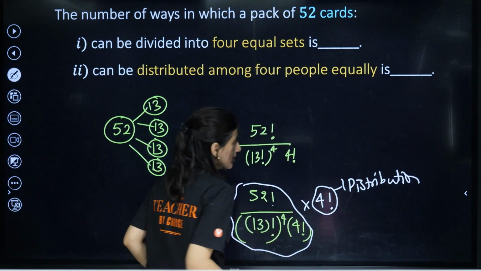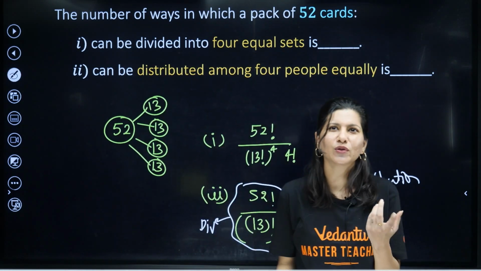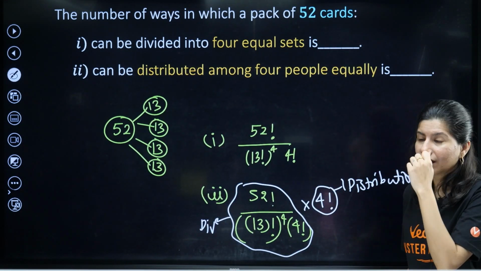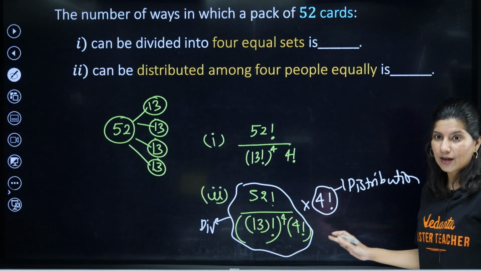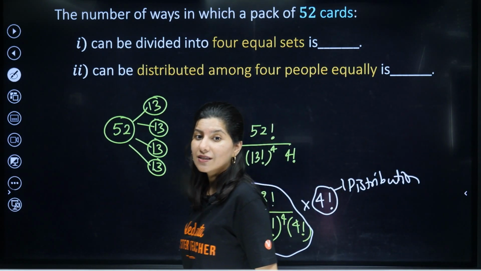Okay, why am I writing this? Because 4 factorial to 4 factorial will get cancelled out anyway. Then you would be wondering what has just happened. So that's why writing is very important. This 4 factorial is done to know that this is the distribution.